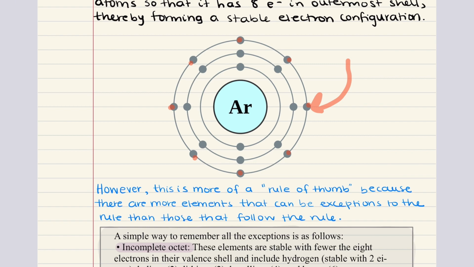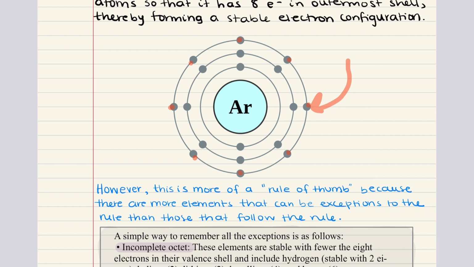Now, the important thing to note here about the octet rule is that it is more of a rule of thumb because there are actually more elements that can be exceptions to the rule than there are that follow the rule. These exceptional elements include hydrogen, which can only have 2 valence electrons, achieving the configuration of helium. Lithium and beryllium bond to attain 2 and 4 valence electrons respectively. We also have boron, which bonds to attain 6 valence electrons, and also all elements in period 3 and greater, which can expand the valence shell to include more than 8 electrons by incorporating d orbitals.